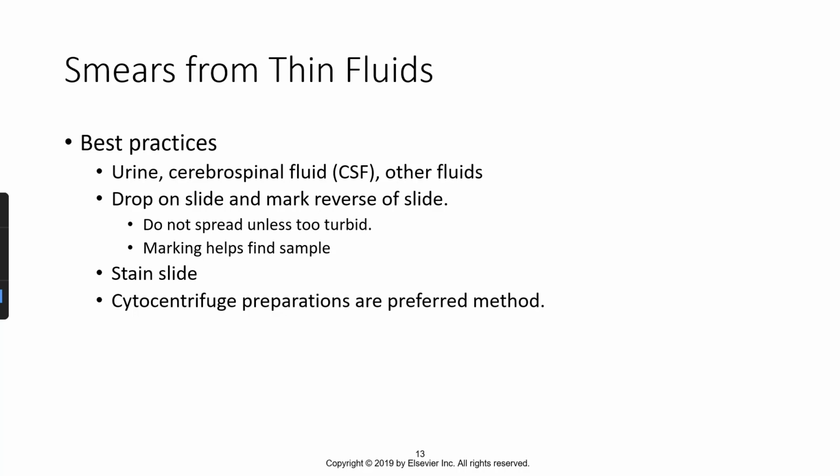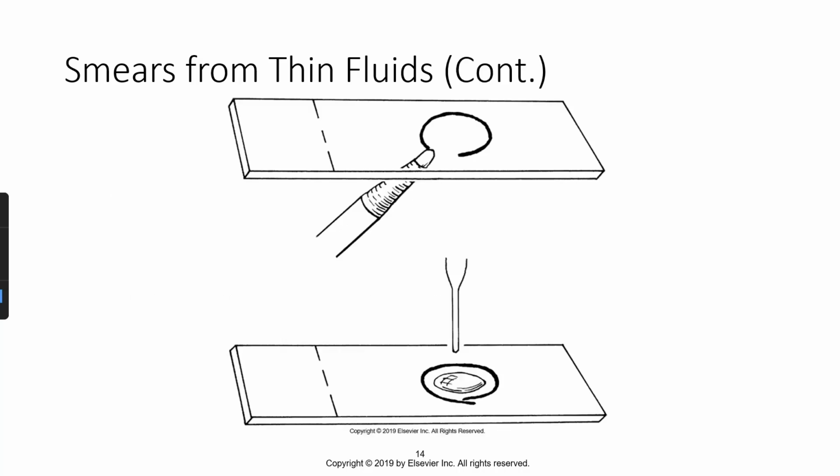And then you're going to stain the slide, and cytocentrifuge preparations are the preferred method. So this just shows how you mark the bottom of the slide, you put the specimen on the top of the slide.